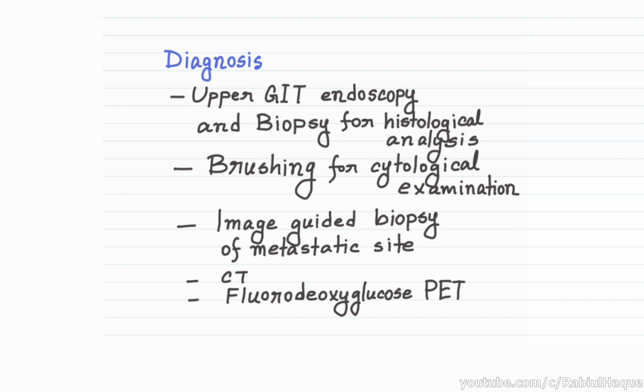So how can we diagnose squamous cell carcinoma of the esophagus? Upper gastrointestinal tract endoscopy and biopsy, these are the main tests that we will use, and sometimes esophageal brushing for cytological examination is also done. If there is metastasis, we can diagnose that by image-guided biopsy of the metastatic site, and CT scan and PET scan, these tests are useful for staging more advanced disease and also to assess the response after chemoradiation.